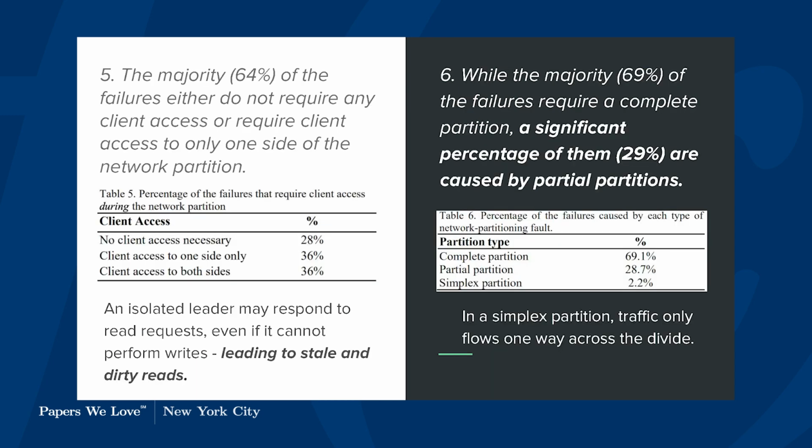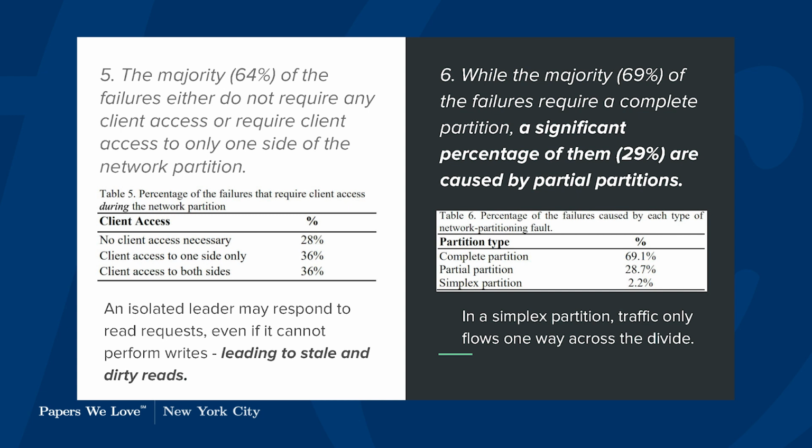Another finding was that 64% of the failures either do not require any client access or require client access to only one side of the network partition. For example, if you end up isolating the leader, that leader may end up responding to requests even though its data is out of date, and even though it knows it's no longer connected to its followers. This could lead to stale and dirty reads, where the leader has different information than the rest of the network does.